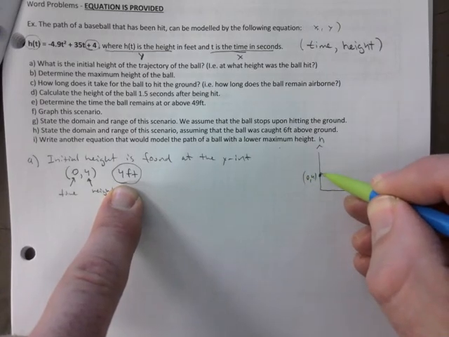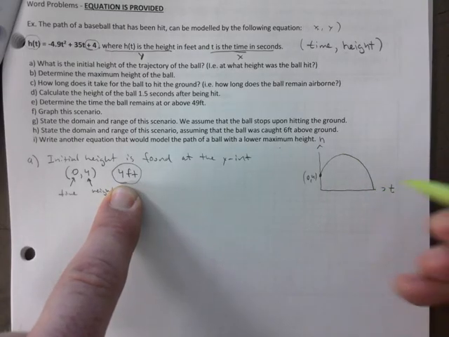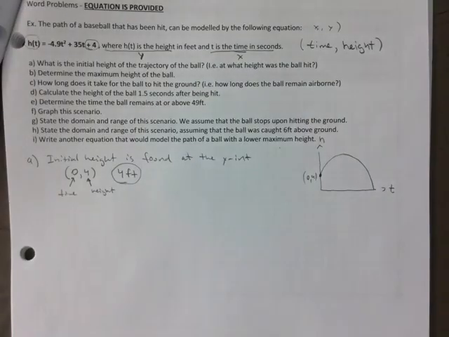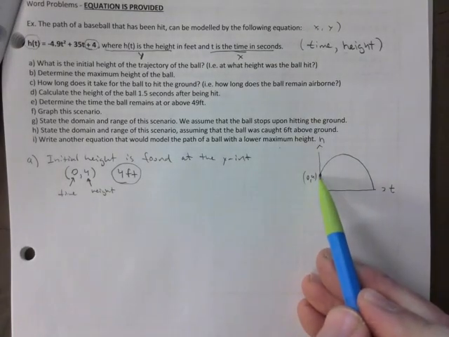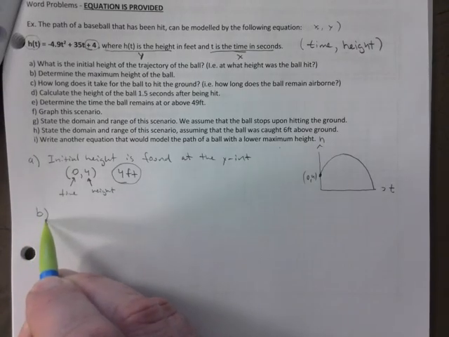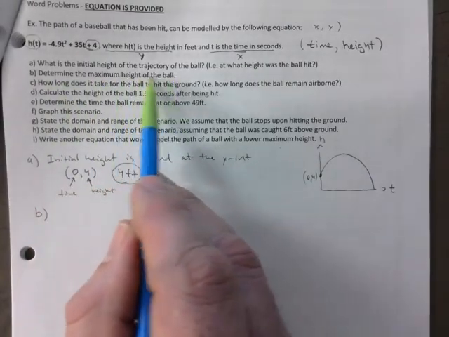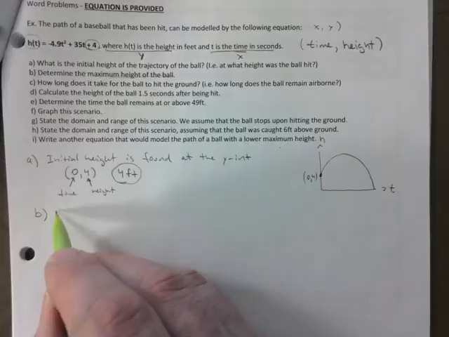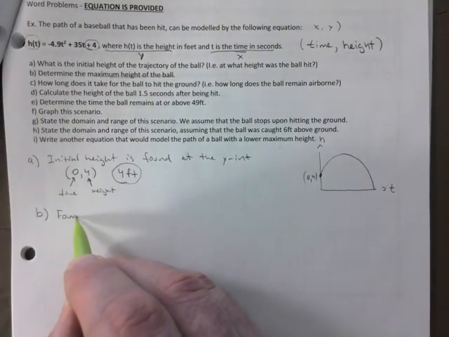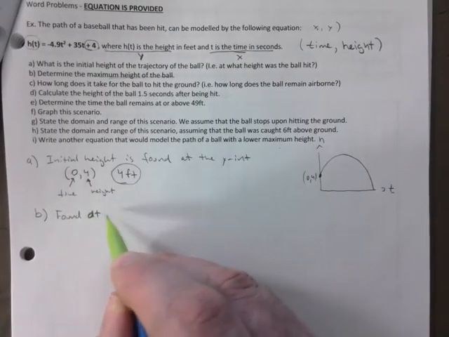And then the ball will be hit, and then possibly hit the ground. That we don't know. We're going to have to read a little further. But this is your initial height, okay? Without even typing this into our calculator, we were able to answer that. Determine the maximum height of the ball. Where would that be found? Found at the vertex.